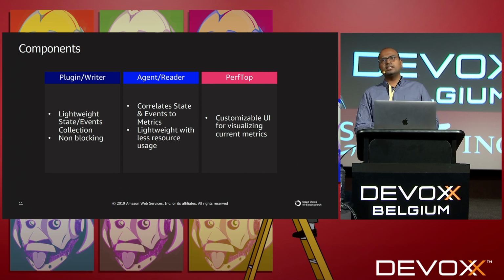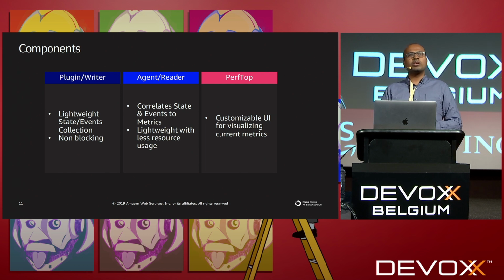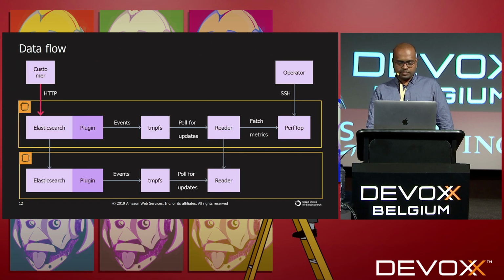And the third part is an easy to visualize tool. This is the first tool that we've implemented. It's more of a command line utility that makes it easy for operators to SSH anywhere and run this utility to visualize the metrics that are exposed by the agent through a web API.